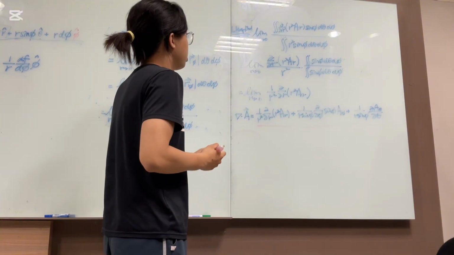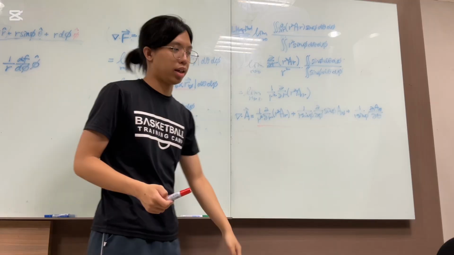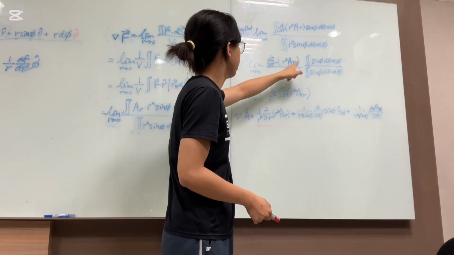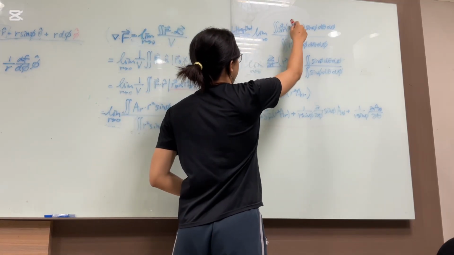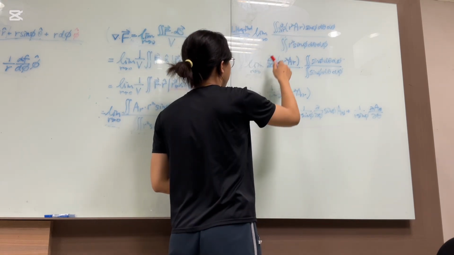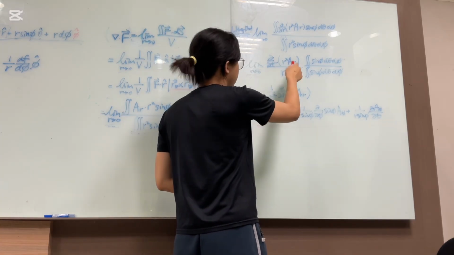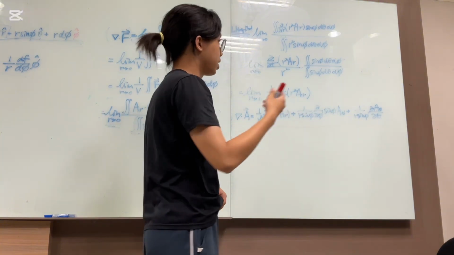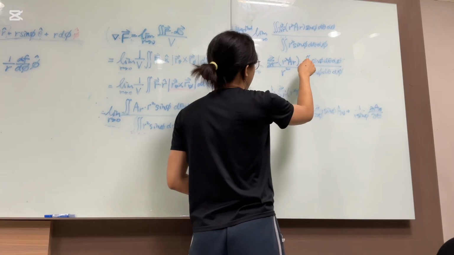Since we pre-assume this is differentiable, which means this is continuous, we can take this out, because when r approaches 0 this becomes a constant as it is continuous. You can see this as a constant, so we take this out, and we have everything else here.